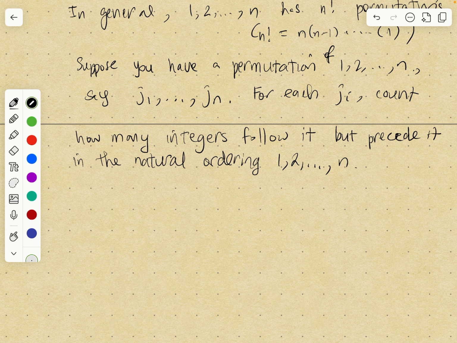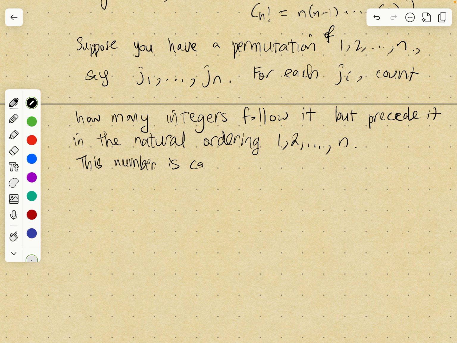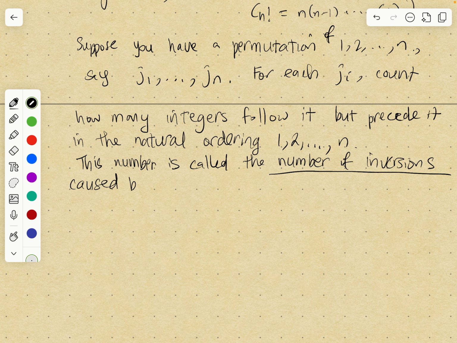Okay, this number is called the number of inversions caused by j sub i.